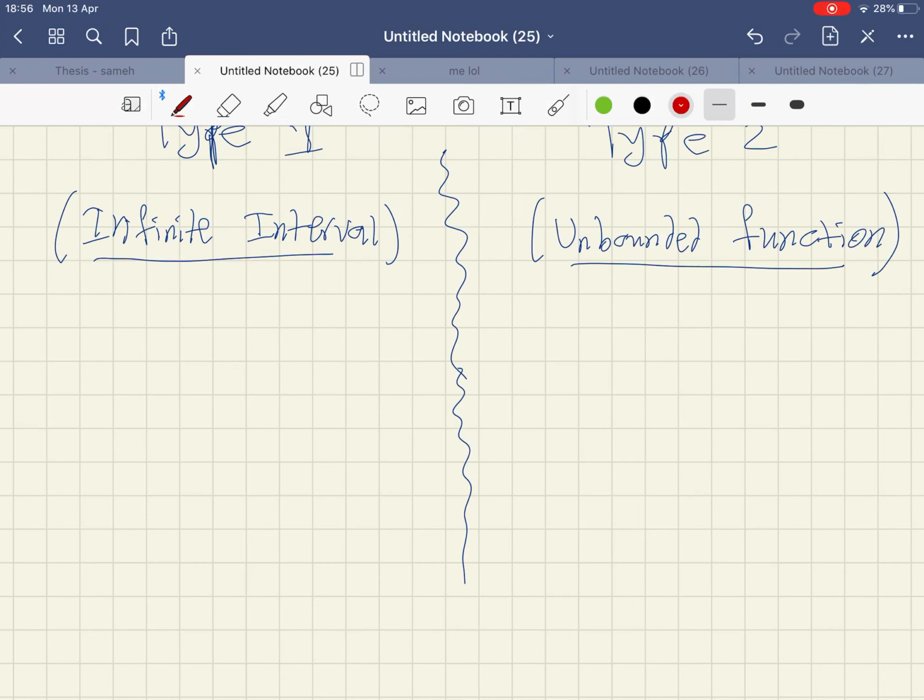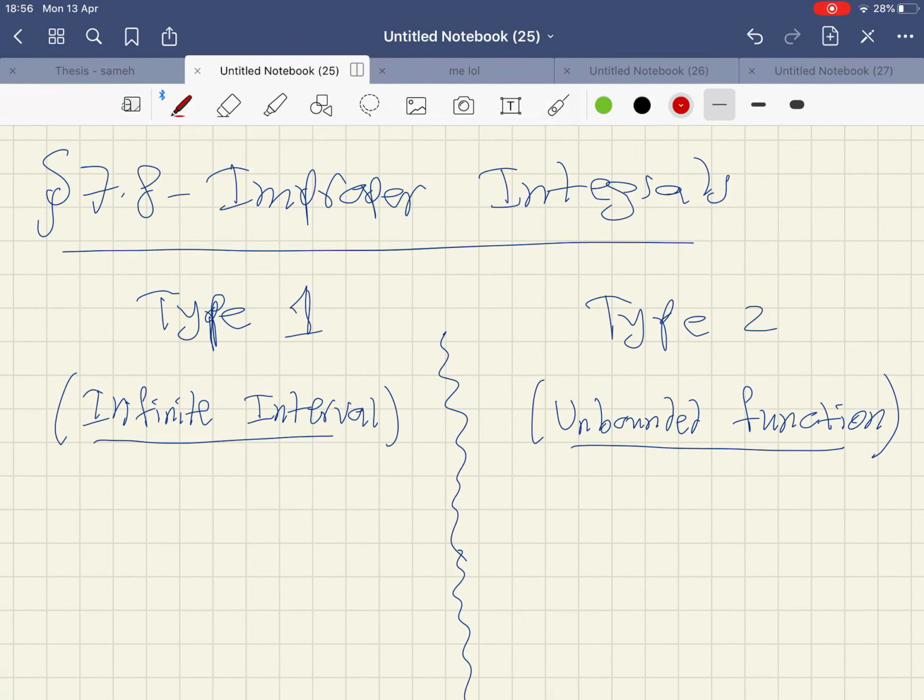Okay, welcome back to section 7.8, which we call improper integrals. Improper integrals are a type of definite integral, something from a to b of f of x dx, but it has two types. Type 1, which we will call infinite interval. What do we mean by infinite interval?